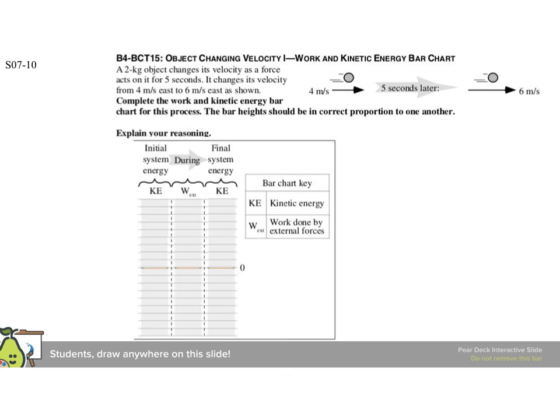This sort of problem is what we call a bar energy chart, and we'll be doing a lot of these, I think, as time goes on.